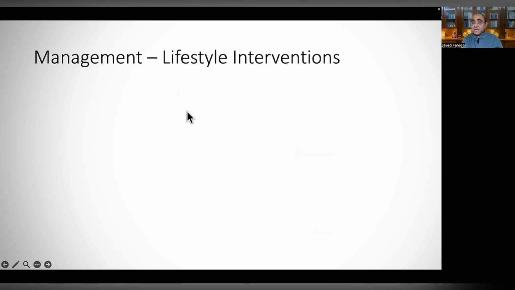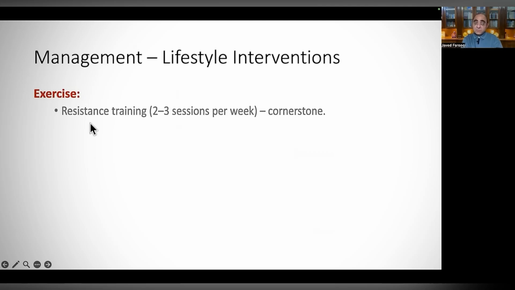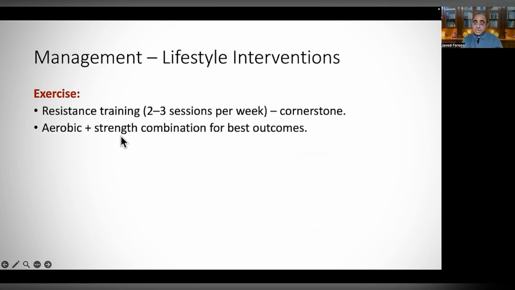The lifestyle interventions are the main cornerstone therapy of sarcopenic obesity. Exercise has a pivotal role. Resistance training, 2 to 3 sessions per week, is the cornerstone. And the exercise should comprise an aerobic plus strength combination for best outcomes.